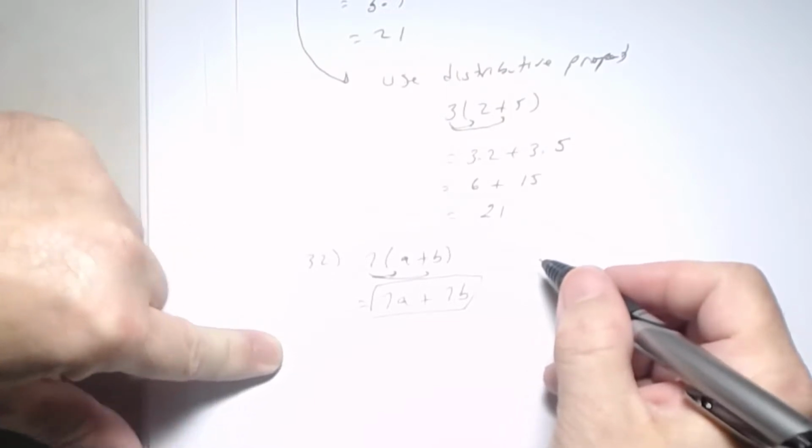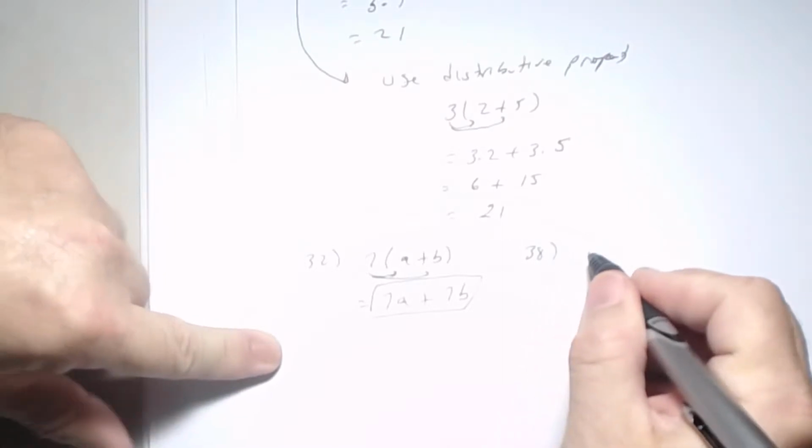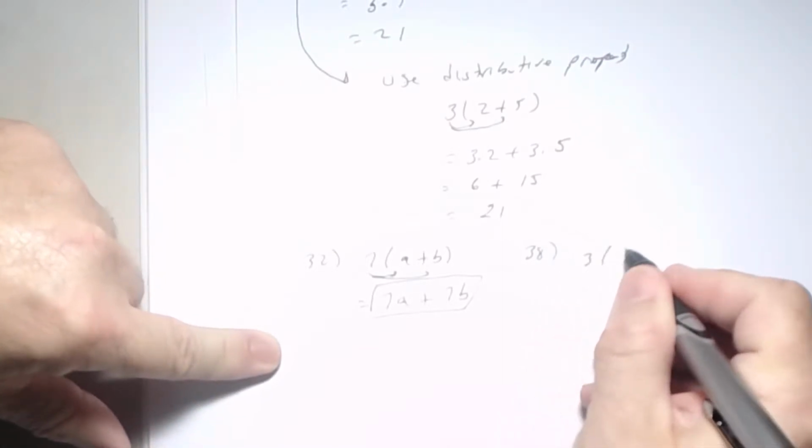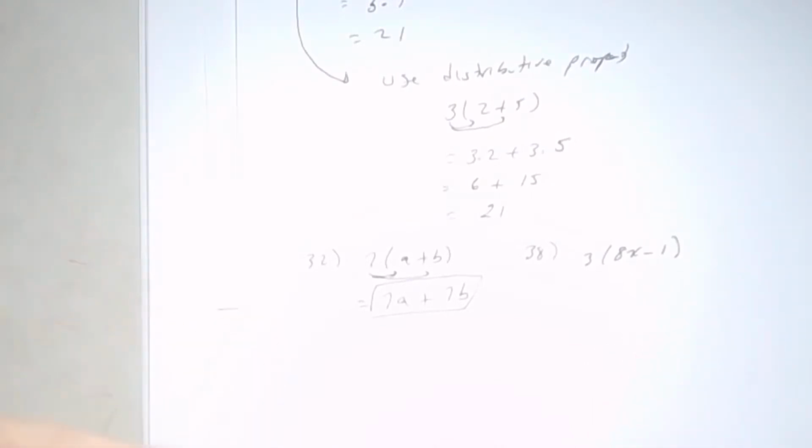All right. Let's look at 38. You have 3 times 8x minus 1.